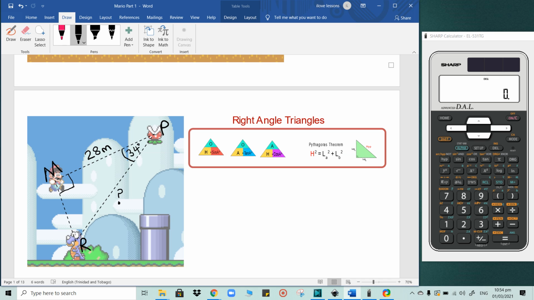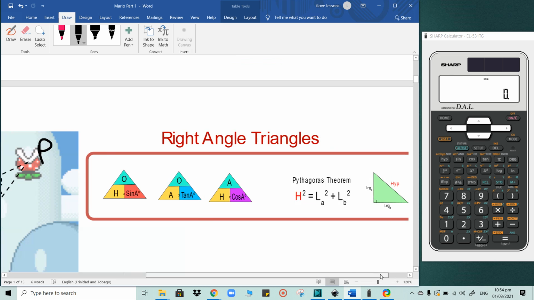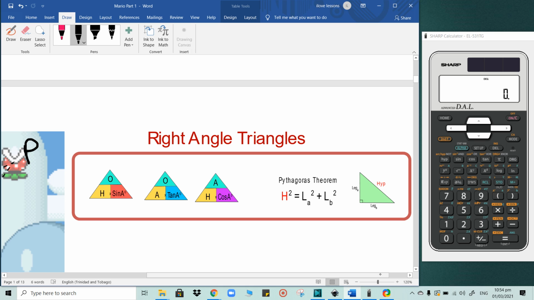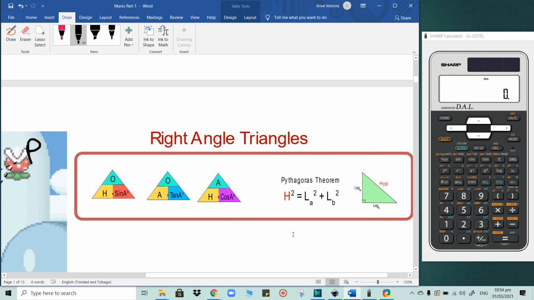So I'm going to zoom into some formulas here that you all should be very familiar with already. Over here we have sine, tan, and cosine, and over here is our Pythagoras Theorem. Now, whenever there's a right angle triangle and there is an angle involved, you notice there's a 34 degrees here. Whenever there's an angle involved, usually it's sine, tan, or cosine we have to use. Pythagoras theorem is actually used to find a missing side provided that you have the lengths of two other sides.